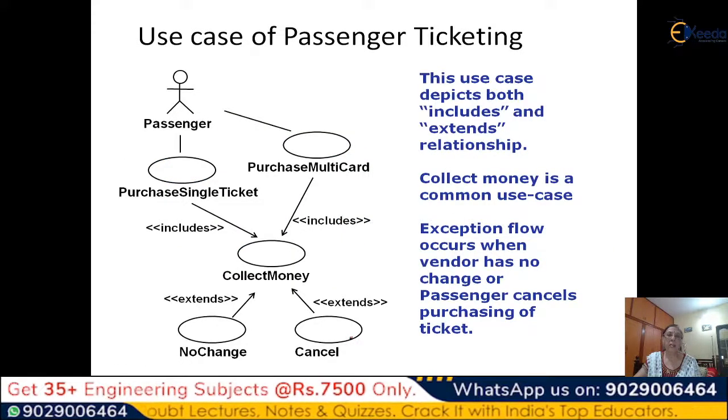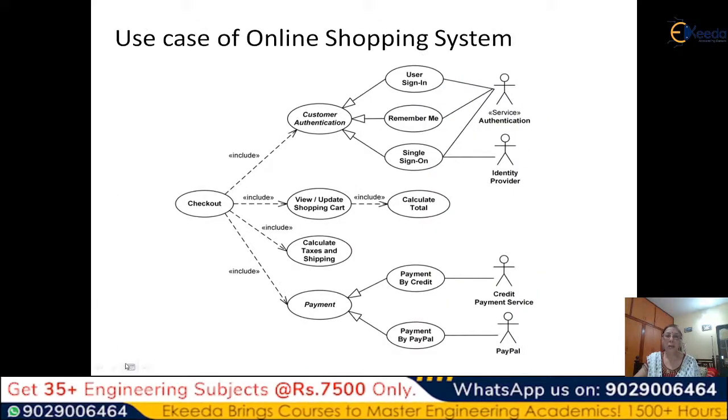This is another example, usage of passenger ticketing. Here I have shown both includes and also extends. So collect money is extended to cancellation, and these are the alternate paths, whereas these are the common paths. So collect money is the reusable use case. This one you can read on your own.